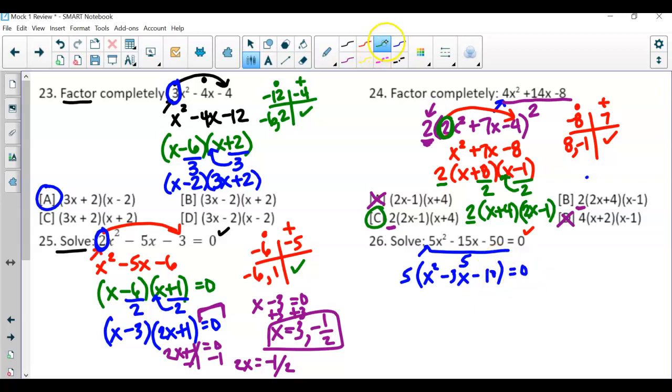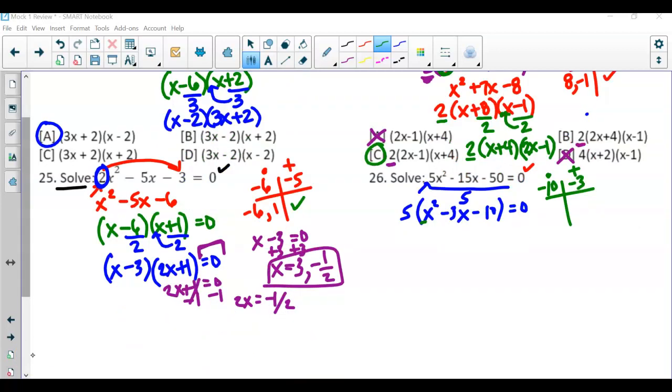Now notice by factoring out our 5, that GCF, we're down to 1. So you can go to the table. What numbers multiply to get you the last, so negative 10, and add to get you negative 3? And those two factors are negative 5 and positive 2. So again, when you add them, you do get negative 3. So I'm going to keep my GCF, right? That 5 times. So now x minus 5 times x plus 2 is equal to 0.